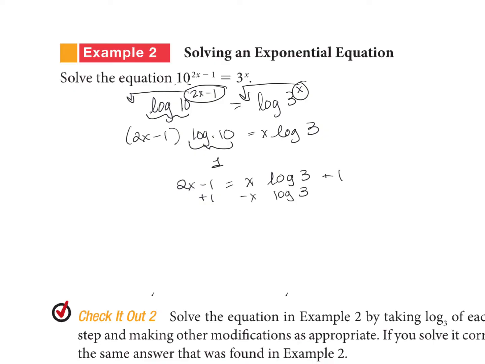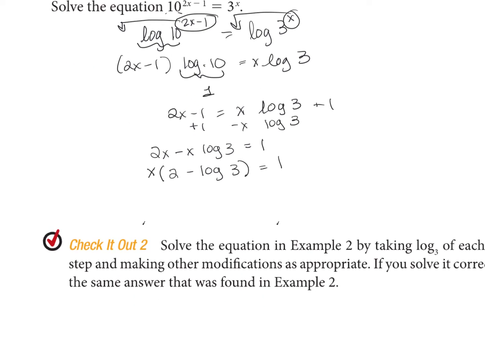So I have all my x's on the left. The common log of 3 is just a number. It's like a constant, right? I'm going to factor out my x here. Then I am going to divide both sides by this number right here.